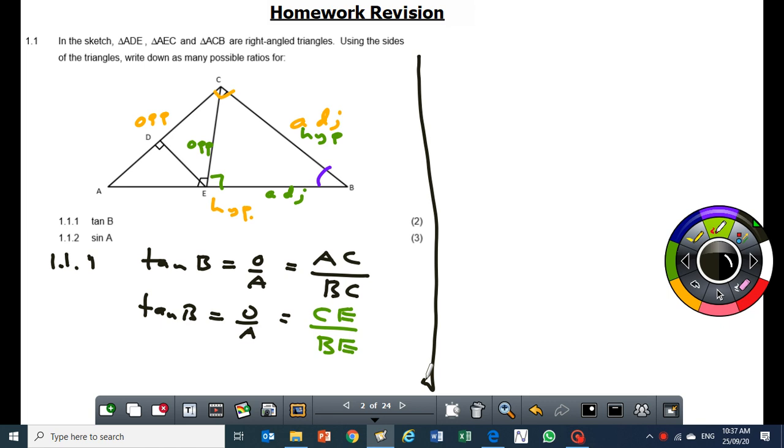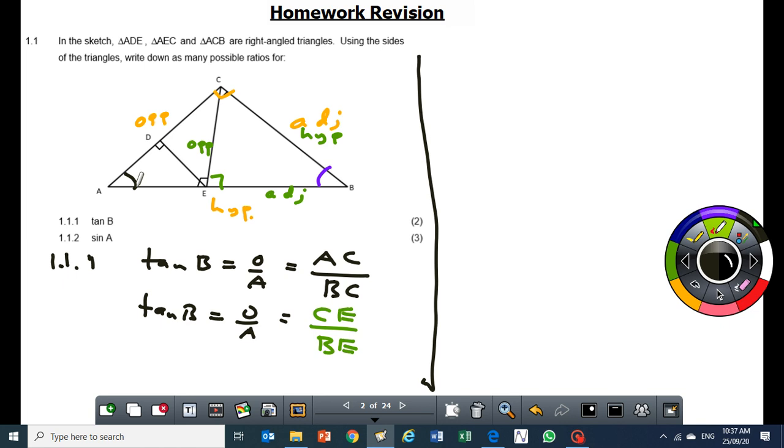Then sine A. Now sine A, your reference angle is that one. If you look at this angle, there are actually 3 right-angled triangles. You've got a smaller one that's ADE, another one ACE, and you also have ABC. It will be 1 for each ratio.